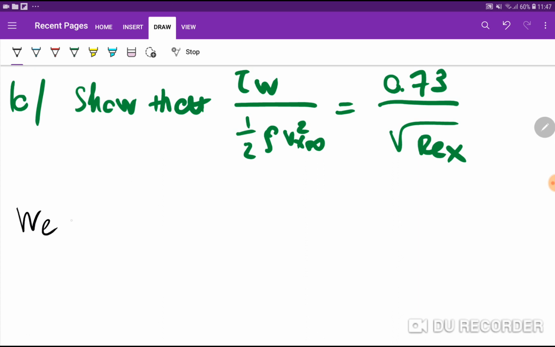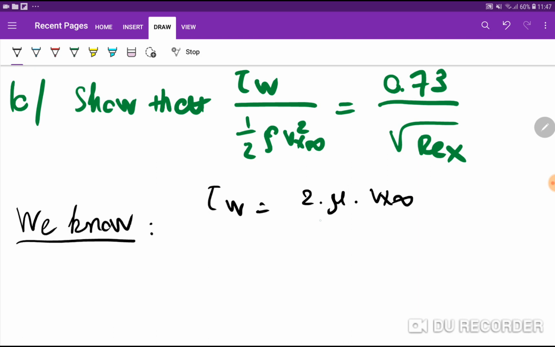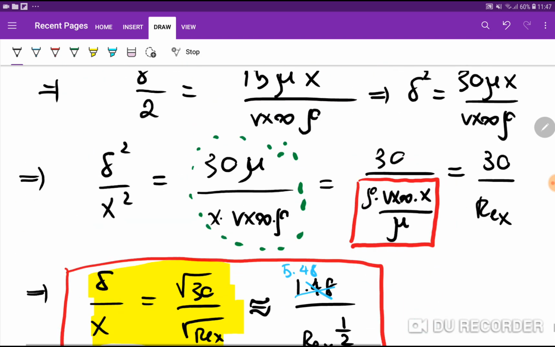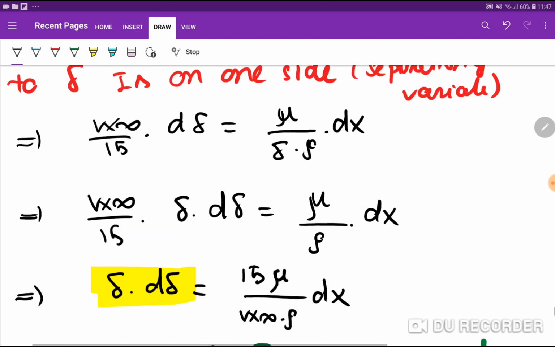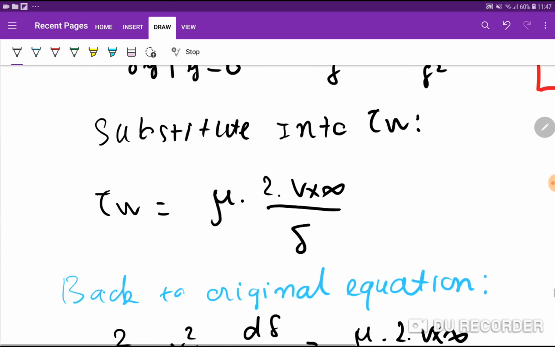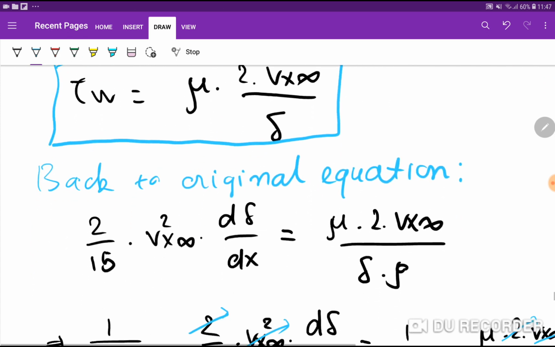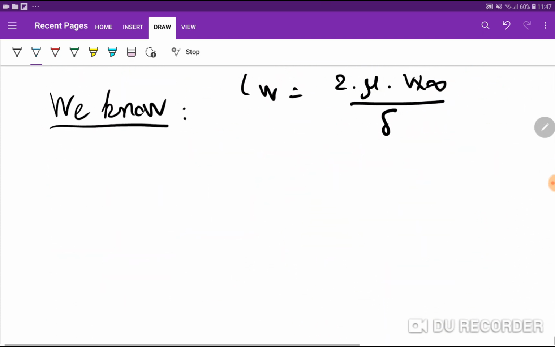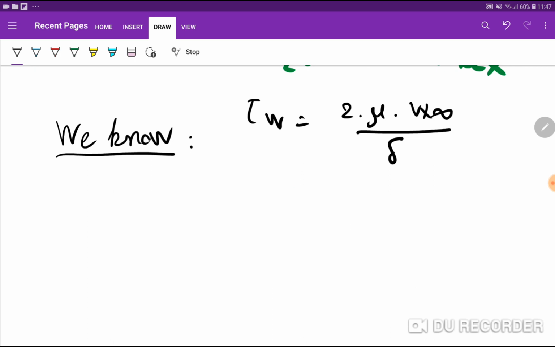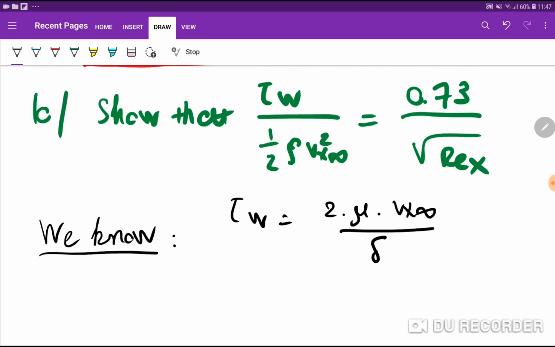Recall that we know tau w equals 2 times mu times vx infinity over delta. Where can we find that? I think it's somewhere here. There you go. It's basically when we take the derivative at y equals 0, that's where we arrive at. By the way, to show that something is equal to something else, you can turn the left hand side into the right hand side. So let me write.